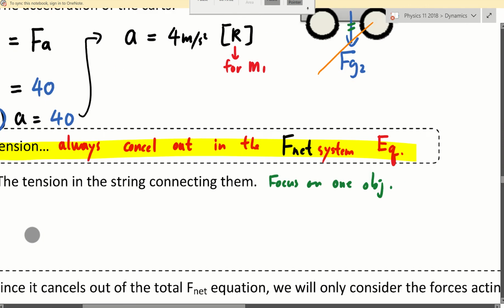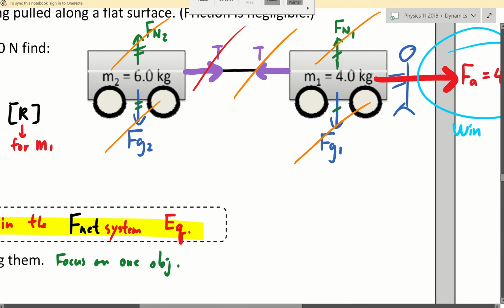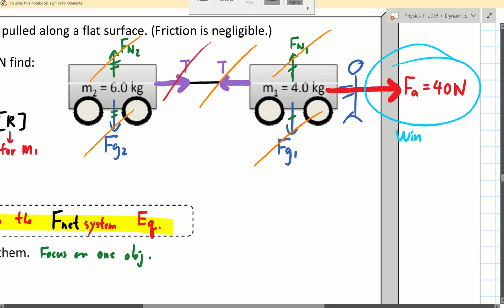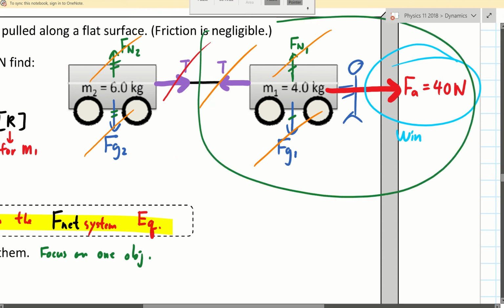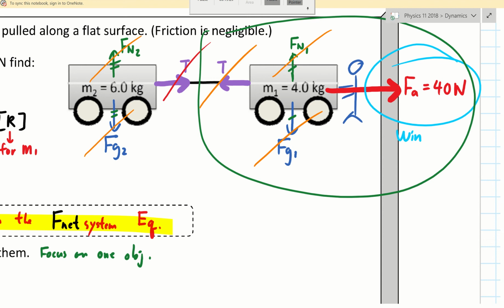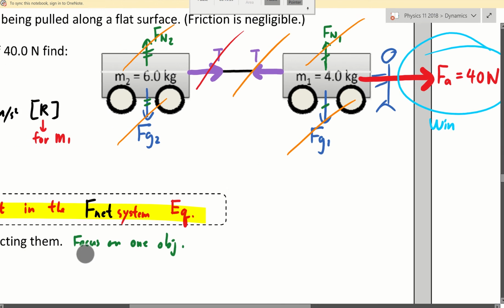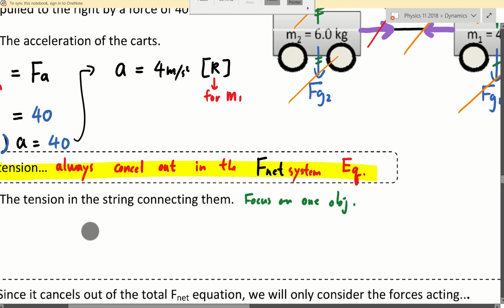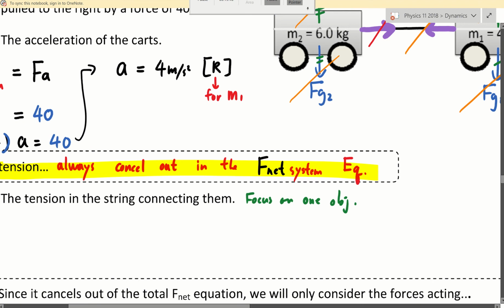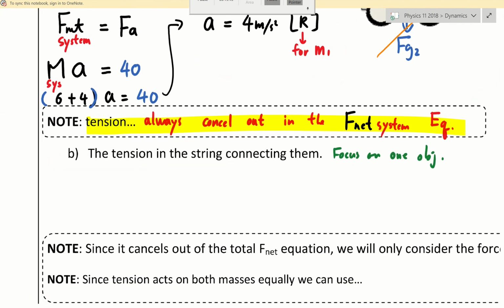Now, because both car 1 and car 2 are tied together and they're both touching that tension, you can use either one of them. But one is better than the other. Why? Because if you look at object 2, it has 3 forces on it: Fn2, Fg2, tension. Now look at object 1. Object 1 has 4 forces on it: Fn1, Fg1, tension, applied force. So if I'm focusing on one object, wouldn't it be better to focus on the one that has one less force on it, right? Wouldn't that be nice? Okay, so we're going to focus on M2. Now, it doesn't really matter if you use M1 though. Your equation will be one step longer and that's it. Okay, so focus on one object.